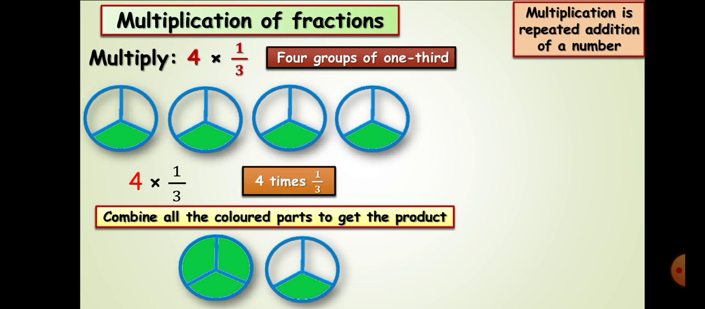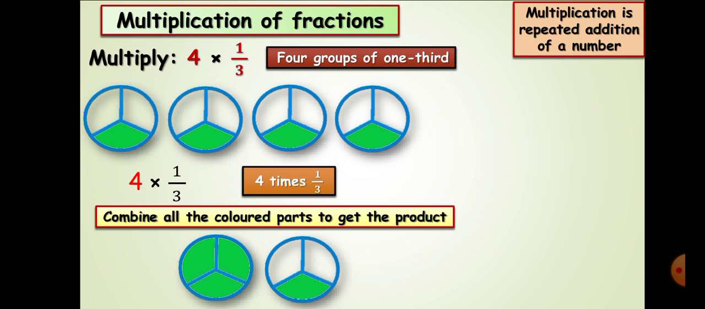So, multiplication of fractions. First of all, you should know multiplication is repeated addition. So whenever you're doing multiplication, you're doing addition. If I say you have to multiply 4 by 1/3, that means 4 groups of 1/3. So we put 4 groups, each having 3 equal parts with one shaded: 1/3, 1/3, 1/3, 1/3. That means 4 times 1/3. When you combine all the parts, this would come here, this would go here, and this would come over here.